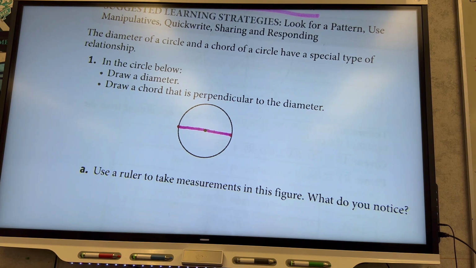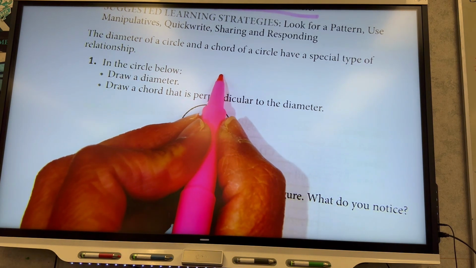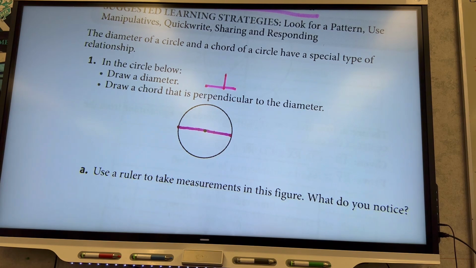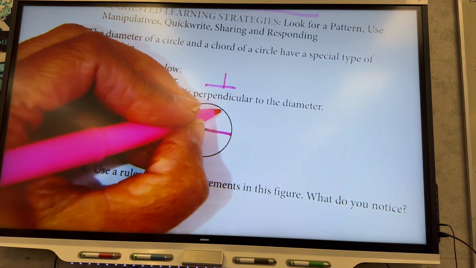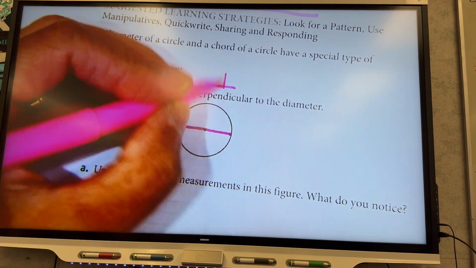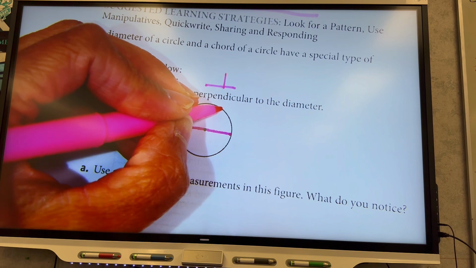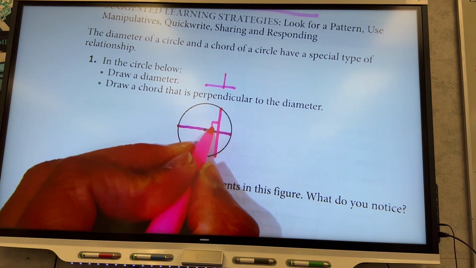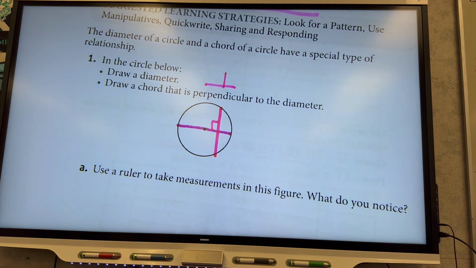It says to draw a chord that is perpendicular to the diameter. Perpendicular, throughout the notes today, I'm going to be using this symbol. It's the upside down T. It means perpendicular. So perpendicular means that two things meet at what kind of an angle? 90 degrees. So it needs to be perpendicular to the diameter. So we got to draw it exactly vertical to make that happen. So just eyeball it as best you can. And then put the little box to show that they are perpendicular.